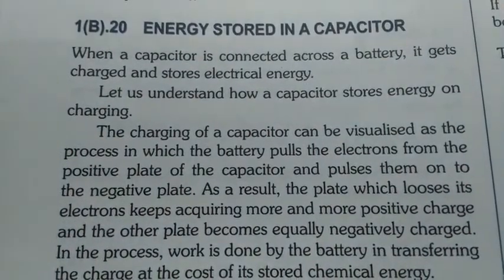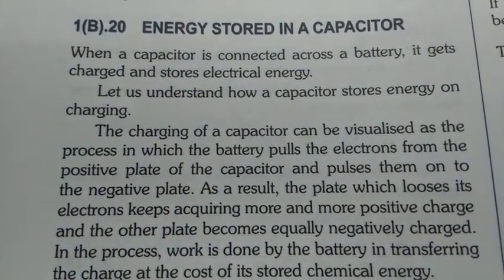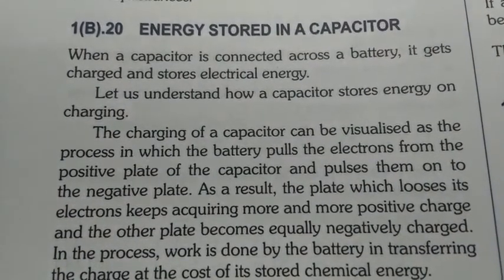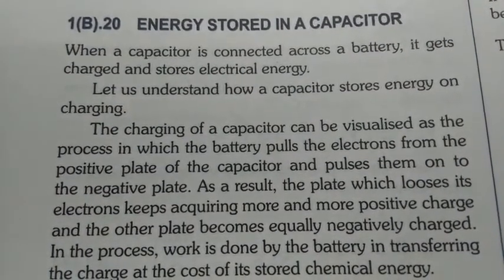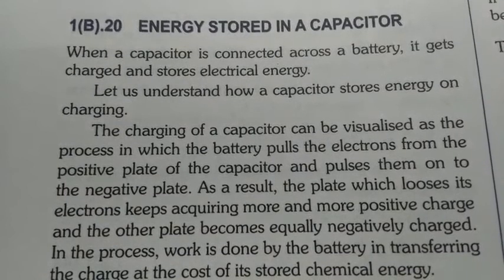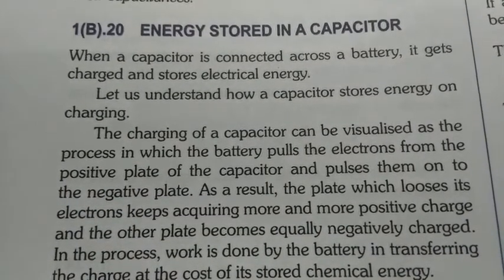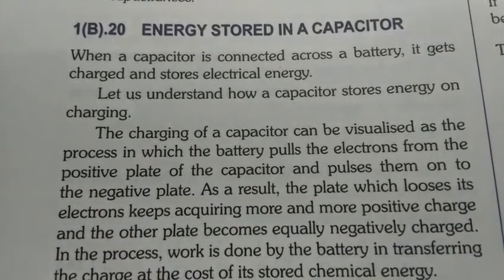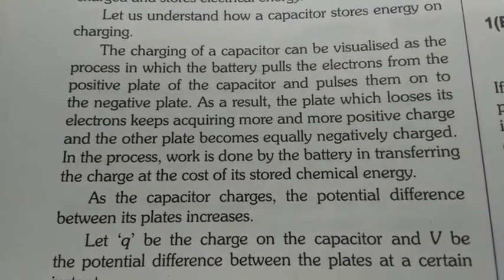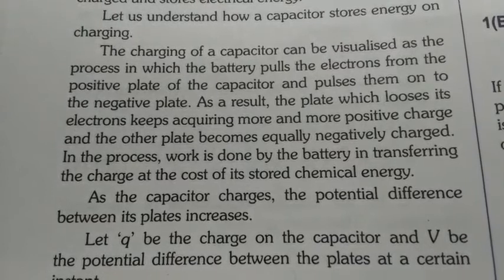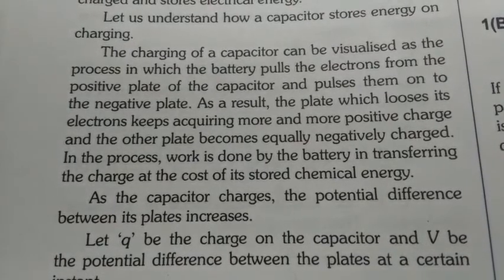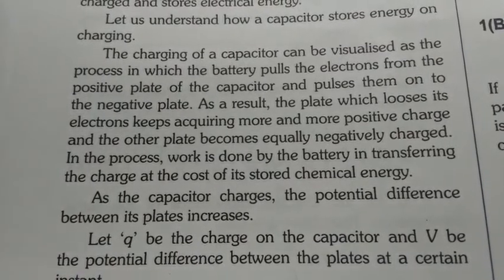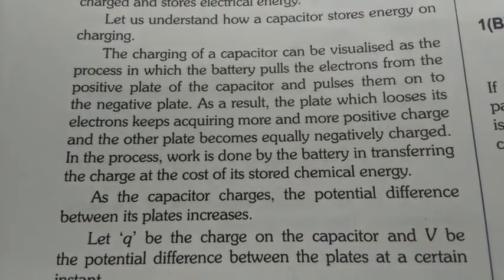Now let us discuss our next topic, which is energy stored in a capacitor. When a capacitor is connected across a battery, it gets charged and stores electrical energy. Okay, but when it stores electrical energy, what happens? The battery pulls charge from the positive plate of the capacitor and pushes it onto the negative plate.